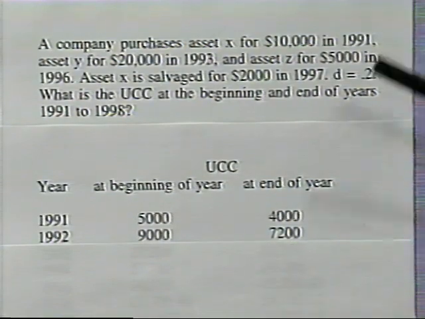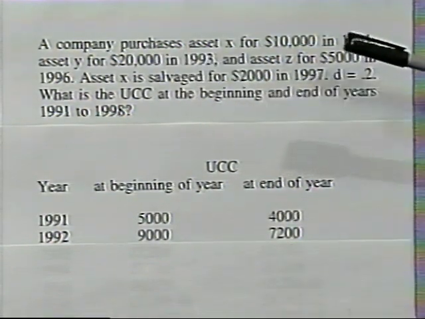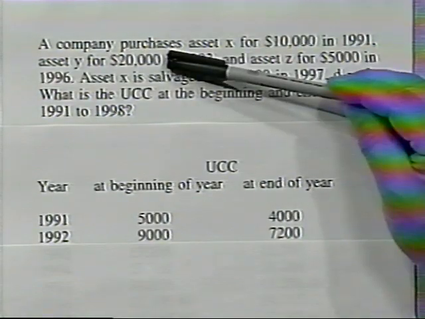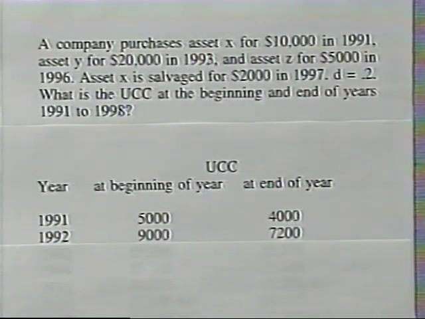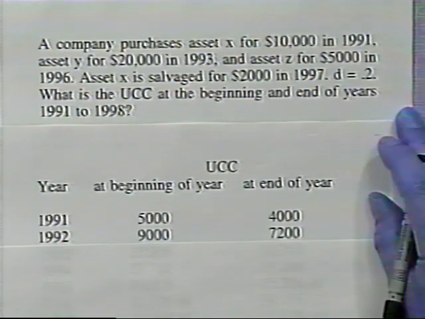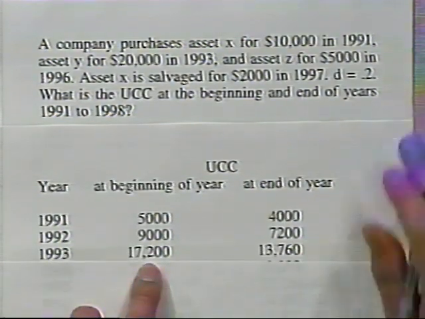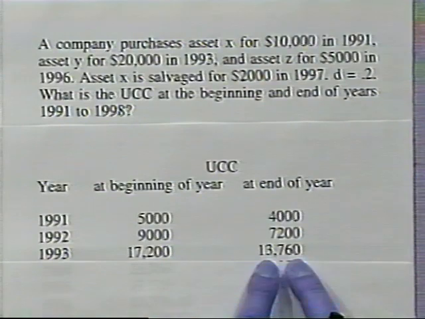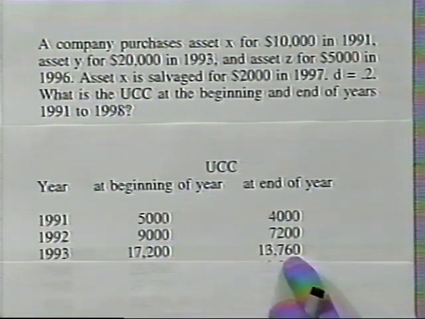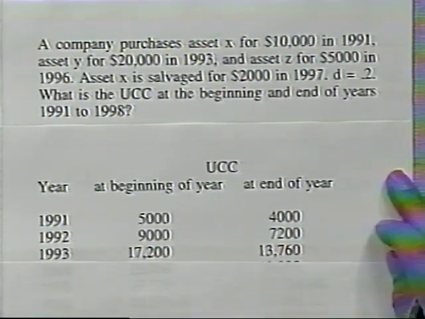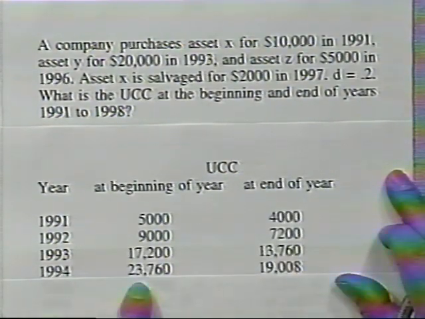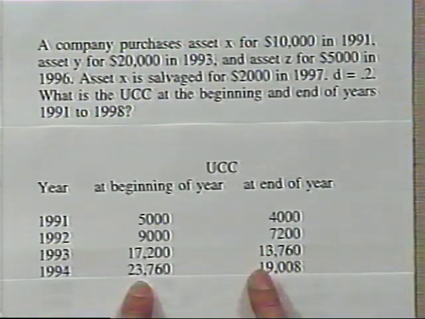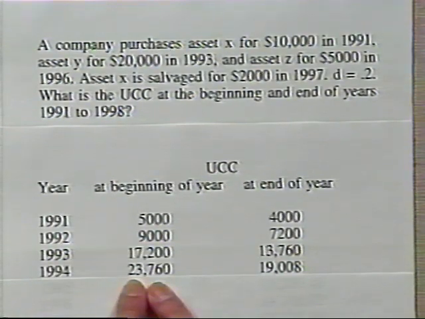Now, in 1993, we see that asset Y is purchased for $20,000. Again, only half of that purchase, under the new rules, applies to 1993. So at the beginning of the year, it's the $7,200 from the previous year plus $10,000, half the value of Y, which then depreciates to become $13,760 at the end of 1993. In 1994, the other half of asset Y comes in, adding to the $13,760 here for a total of $23,760, which depreciates down to $19,008.